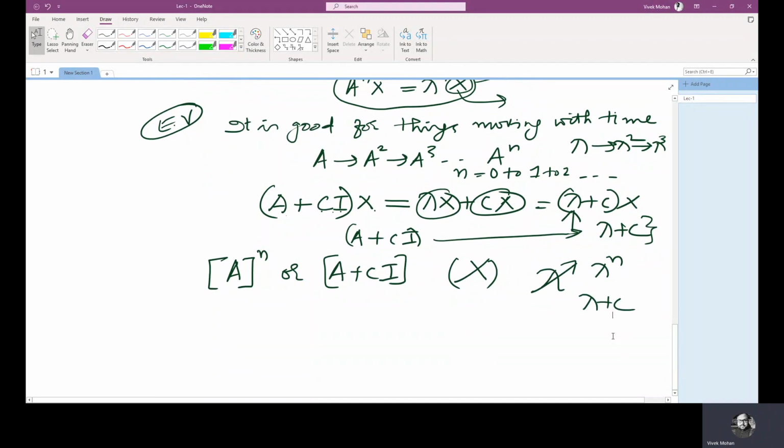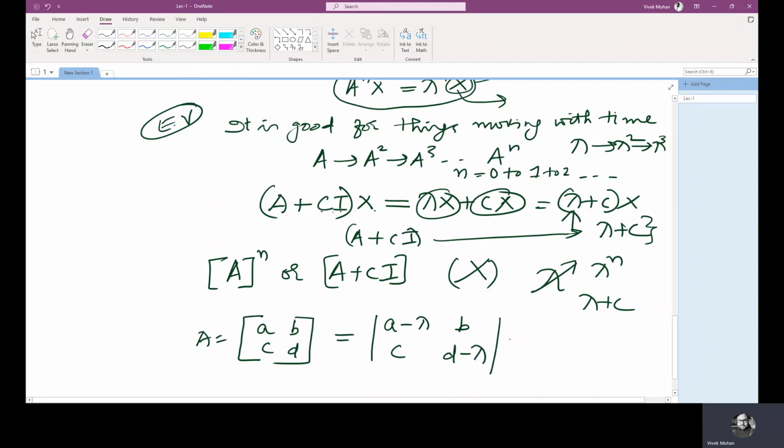Now let us see another property for a generic 2 by 2 matrix. We'll take a 2 by 2 matrix A, B, C, D. Now, how will you take A minus lambda I here? If this is A, then the determinant of A minus lambda I will look like A minus lambda, B, C, and D minus lambda. Let's simplify this.